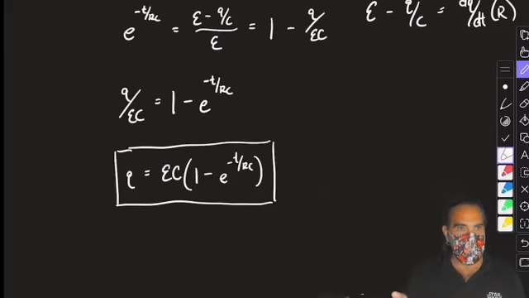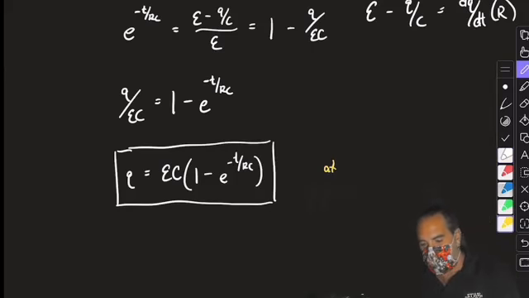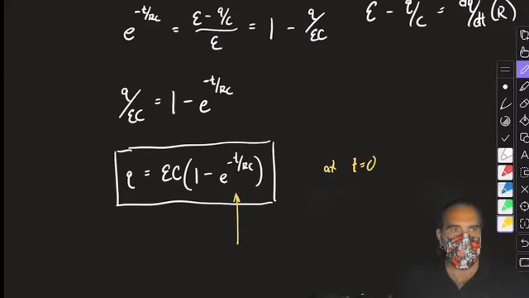That's what this is. I don't know if you see it for what it is, but think about the terms for just a minute. When time equals 0, so at t equals 0, what is this term going to be when t is 0?